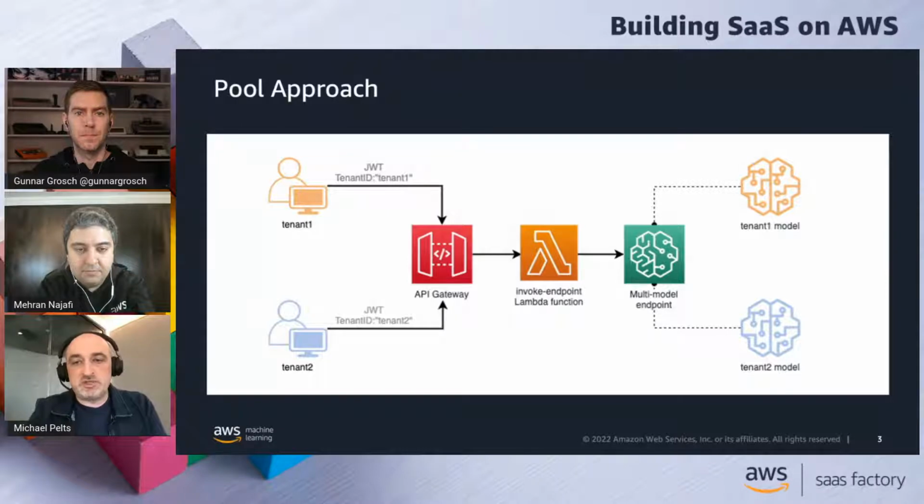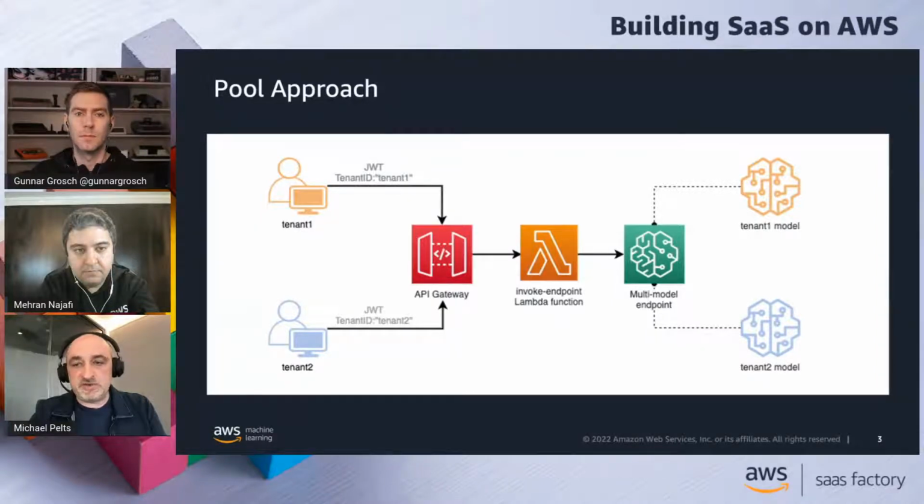Today we'll talk in detail about the pooled approach. We will also see a demo of that. So in the pool, we share resources. Here on this diagram, we have the shared API gateway, Lambda, and SageMaker endpoint. In this architecture, we use a single endpoint capable of serving a large number of models. It's called multi-model endpoint. It uses a shared container that hosts multiple ML models.